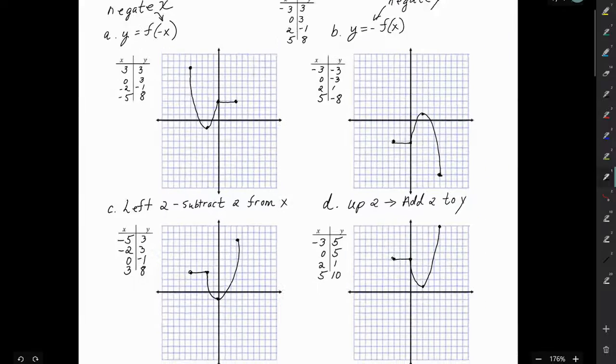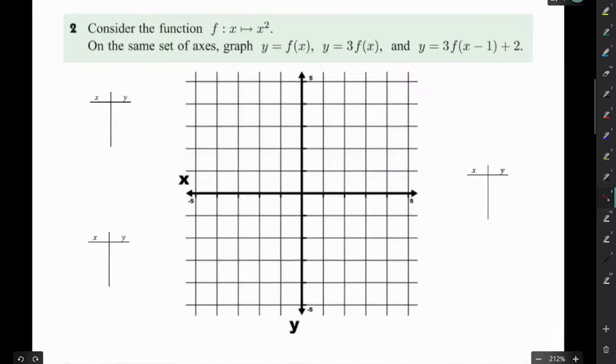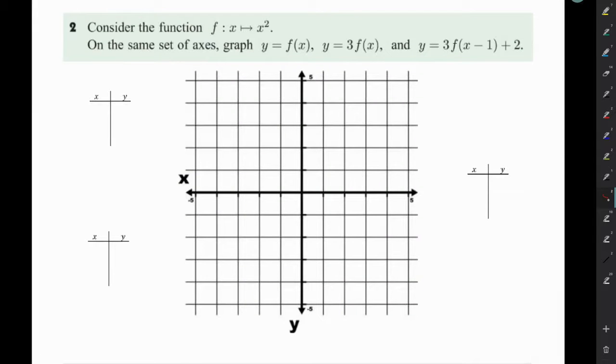All right, and if we compare this to our original graph, you could see our whole graph did shift up 2. All right, moving on. It says consider the function f of x is equal to x squared. All right, so this is just IB notation. This is just saying that the function f of x is equal to x squared.